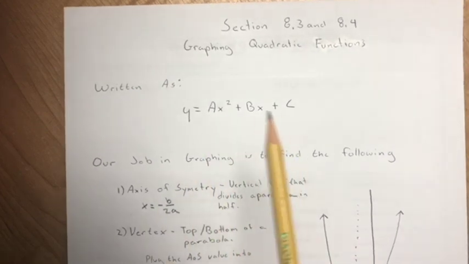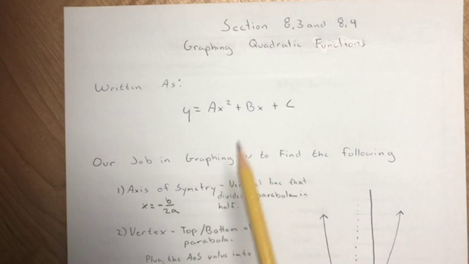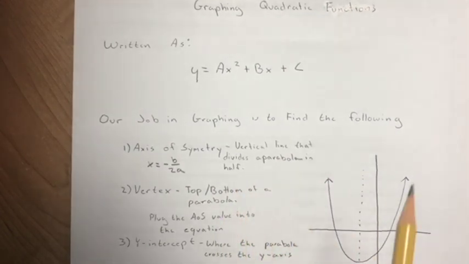First off, a quadratic function is generally written like this: y equals ax squared plus bx plus c. This is our standard form, and I've mentioned this in previous videos. Our job in graphing it is to find the following.